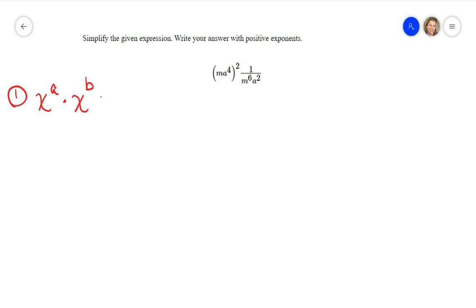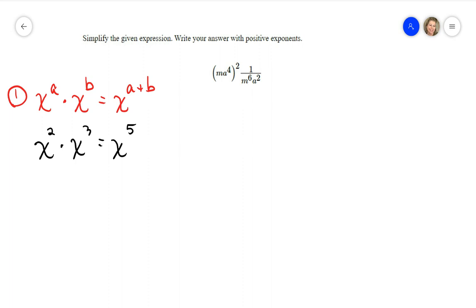that times x raised to the b power, that means it's going to be x to the a plus b. So, for example, if I had x to the second times x to the third, that would be x to the 2 plus 3, which is 5.